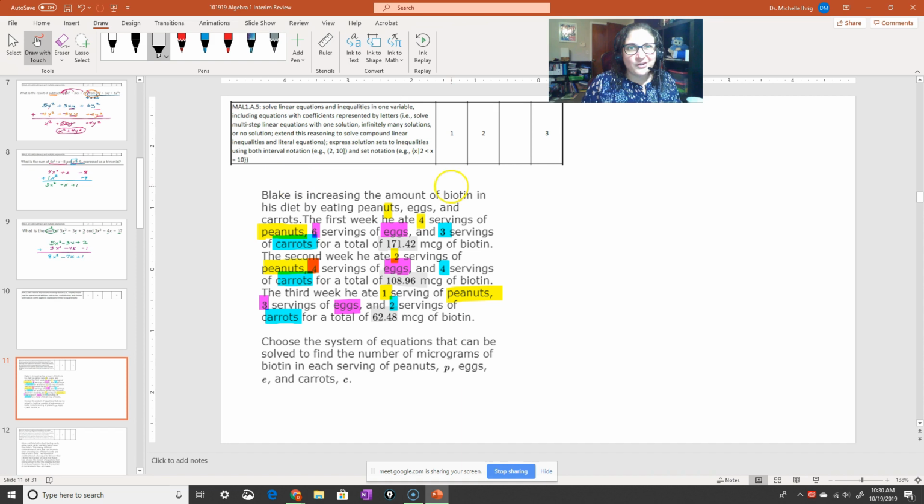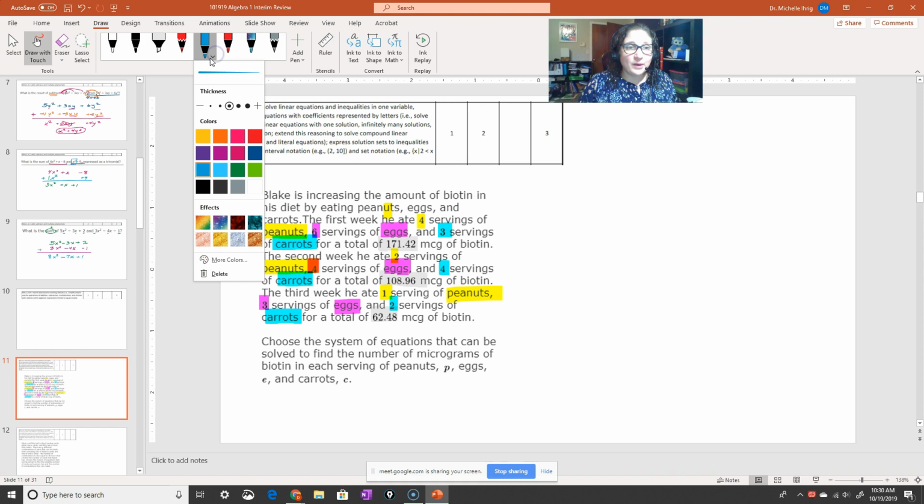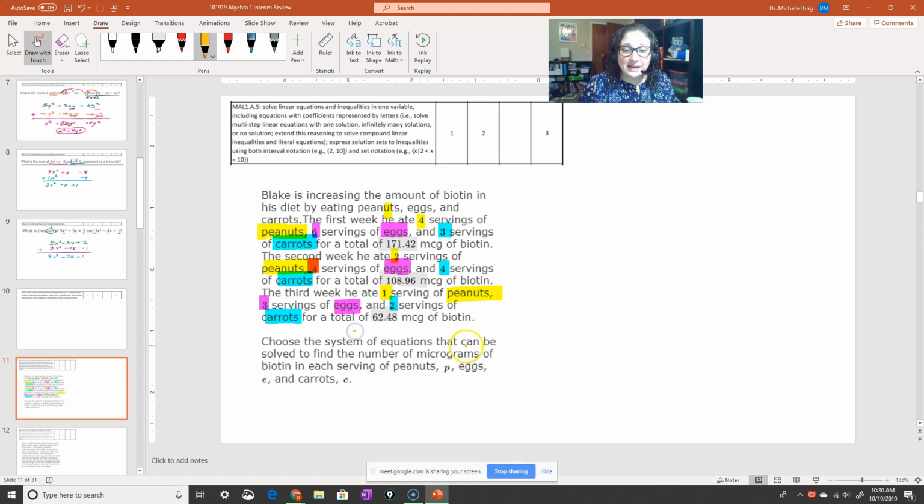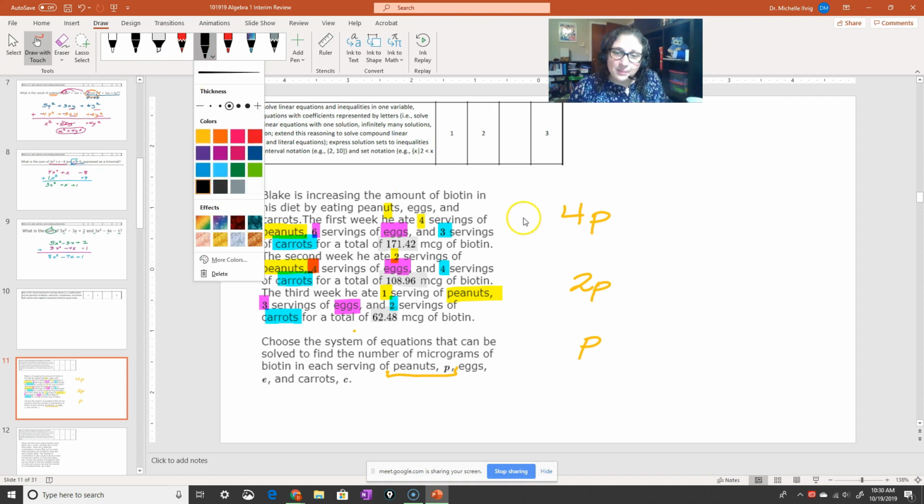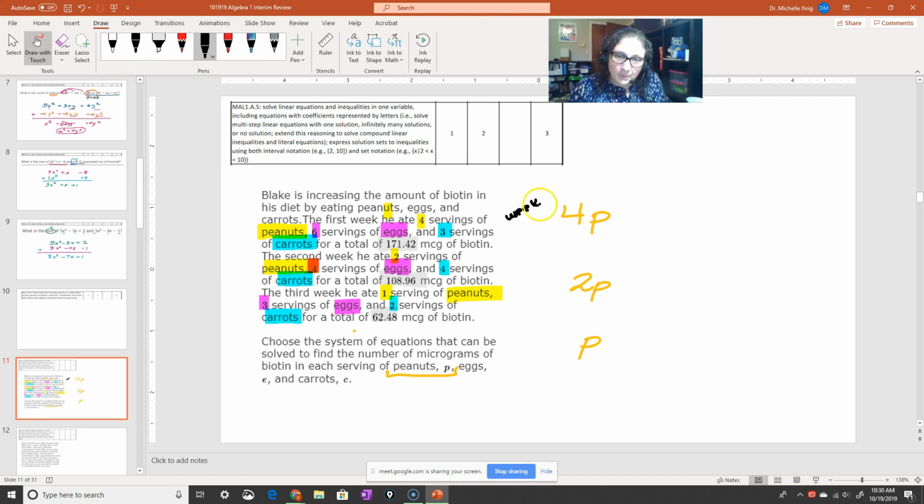Okay, so what do we do? Well, I color-coded it for a reason because it makes my life super easier. First, let's look at peanuts. Peanuts I wrote in yellow. So it told me he ate 4 servings of peanuts, and down here it told you peanuts is P. So for the first one, I know he ate 4 servings of peanuts. I know the second week he ate 2 servings of peanuts, and I know the final week he ate 1, but I'm not going to write the 1 serving of peanuts. So I'm just going to go step by step. This is week 1. This is week 2. And this is week 3.